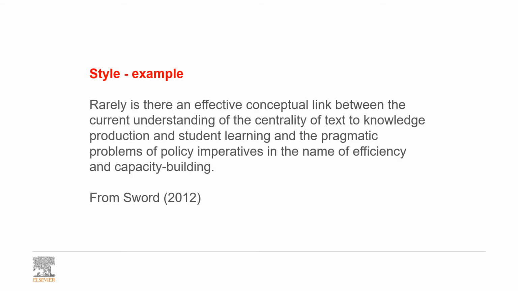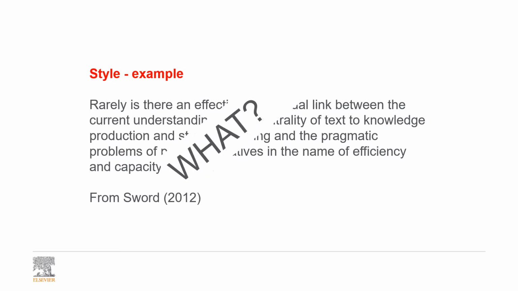Here's a great example of poor writing. "Rarely is there an effective conceptual link between the current understanding of the centrality of text to knowledge production and student learning and the pragmatic problems of policy imperatives in the name of efficiency and capacity building." I guess it means something. I don't know what it means, because by the end of the sentence I've given up trying to think what it means, and I haven't got the time to go back and find out. That's a terrible sentence. So it gets this label.